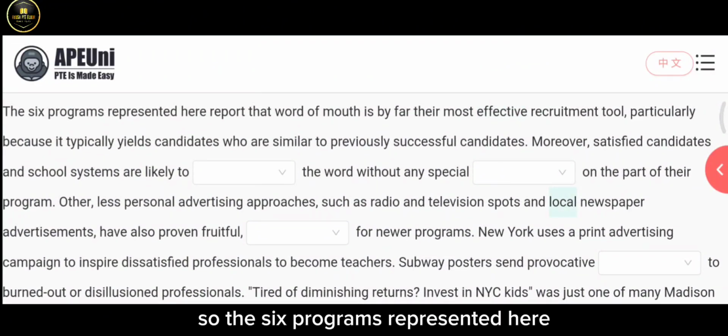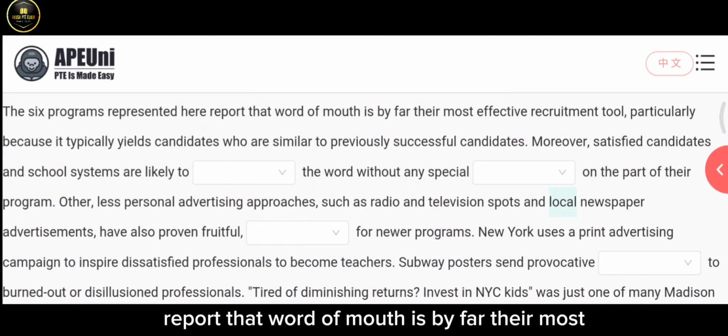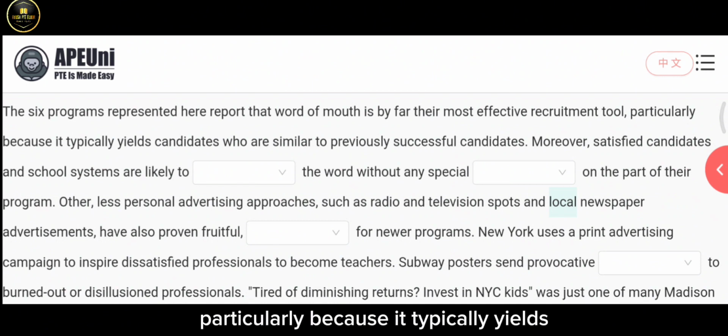The 6 programs represented here report that word of mouth is by far their most effective recruitment tool, particularly because it typically yields candidates who are similar to previously successful candidates.